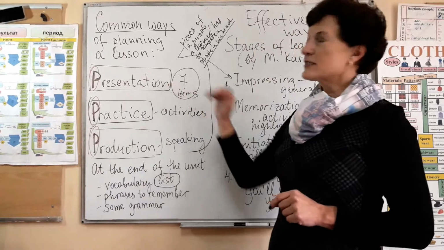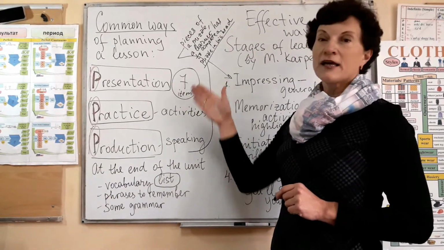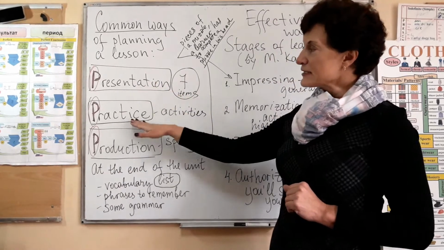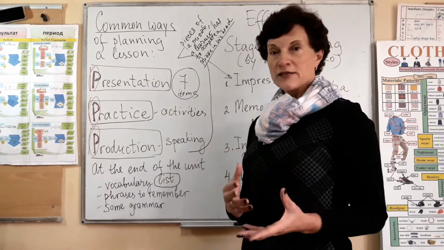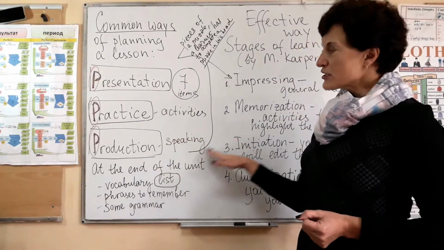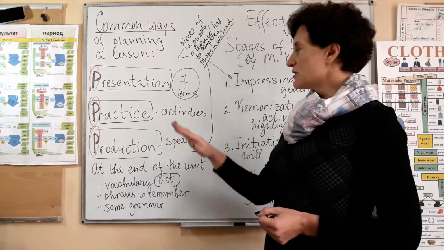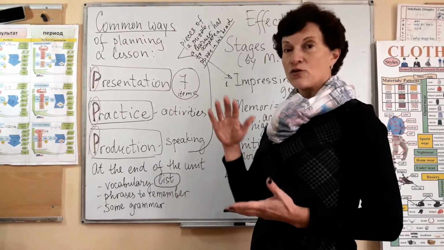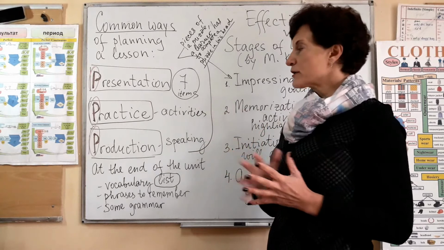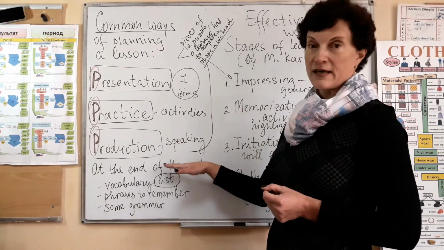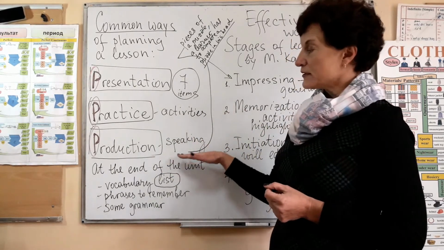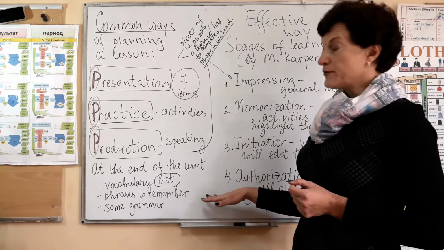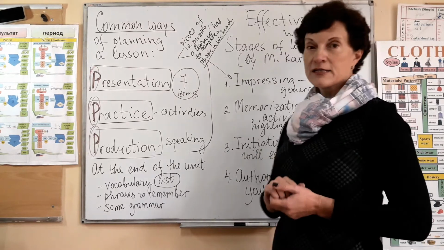At the presentation stage, students have to learn at least 7 items. At the practice stage, they do different activities, and at the production stage, they are engaged in speaking. In the end, it may be the end of the unit, or you may find it at the back of the textbook, there will be a vocabulary list, phrases to remember, and some grammar.